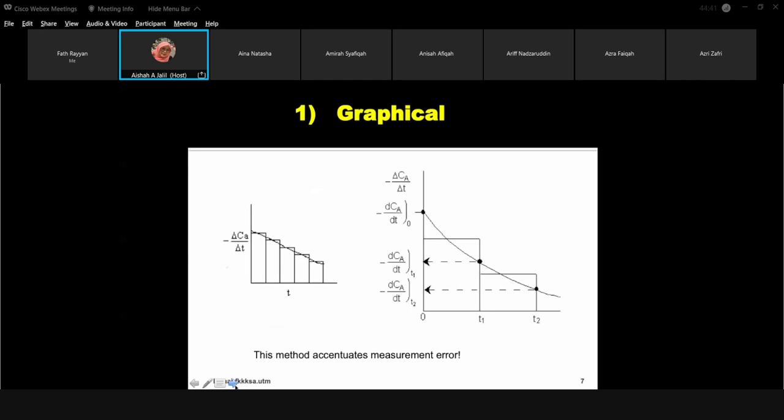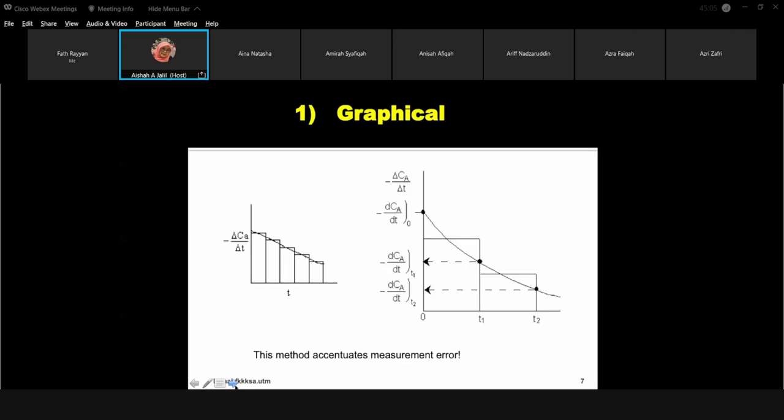This is the example for the graphical method. When the exam or test says graphical, or does not say graphical but gives you the graph, you have to use the graphical method.